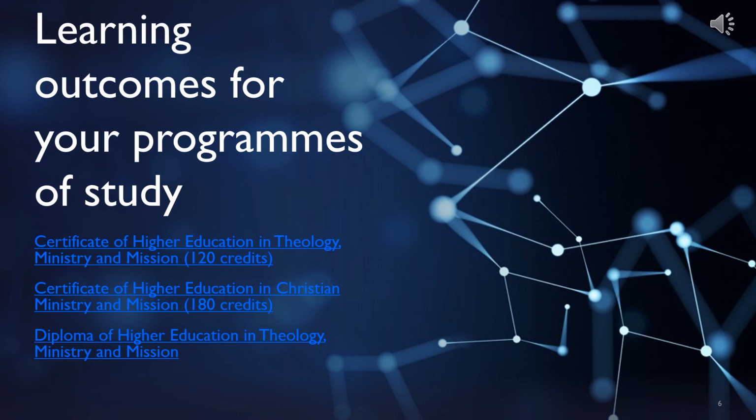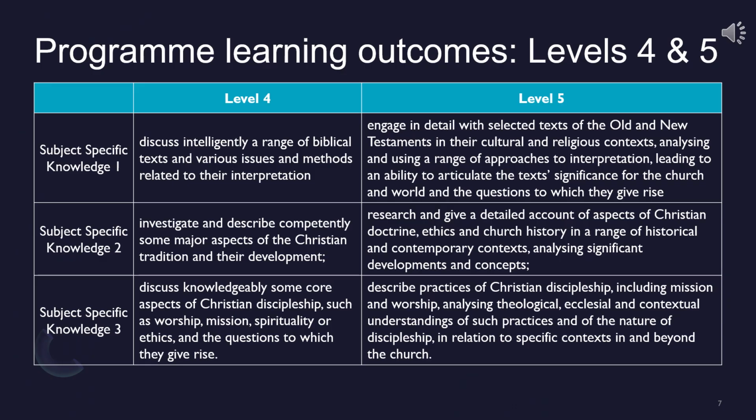And those of you who are training for 3 years generally will be registered to do a diploma of higher education in theology, ministry and mission, which is equivalent to 2 full years of university study. So you can download the appropriate document here. Now you're familiar with module learning outcomes, but each of these programs which Durham offer have their own general learning outcomes, split in the same 3 ways into subject-specific knowledge, subject-specific skills and key skills. And this slide looks at the subject-specific knowledge.